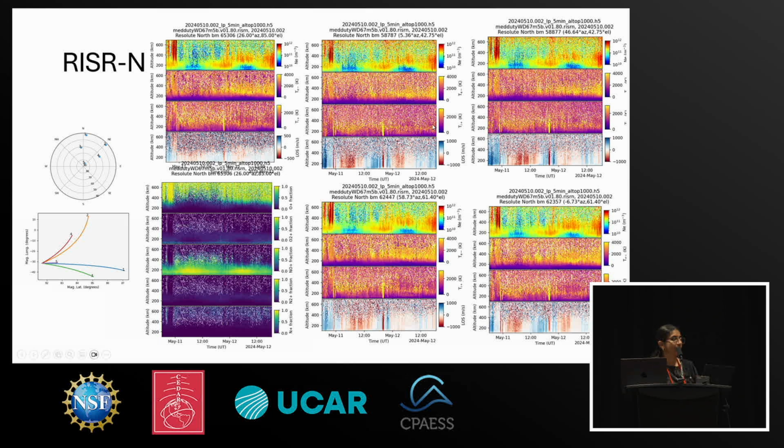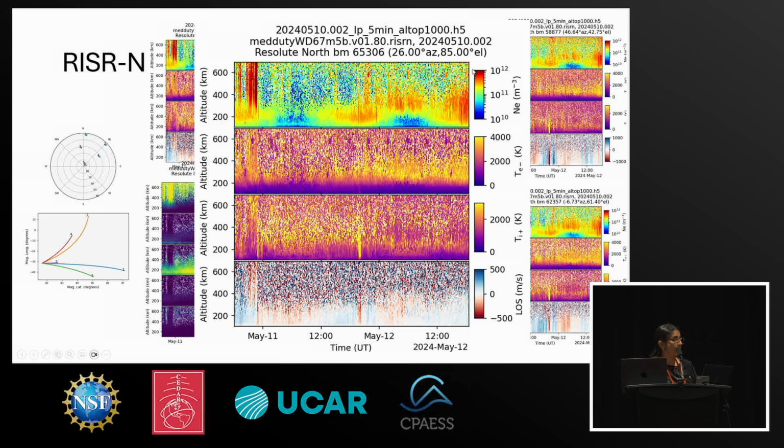It's just that the density structures are restarting on May 12th, but we don't see any other density structures in this storm between the beginning and May 12th. So that's what I wanted to show.